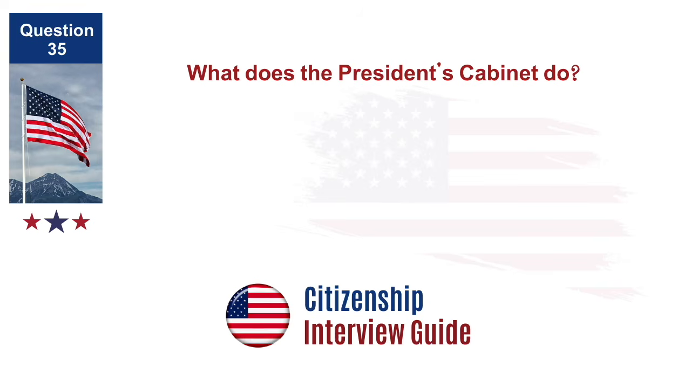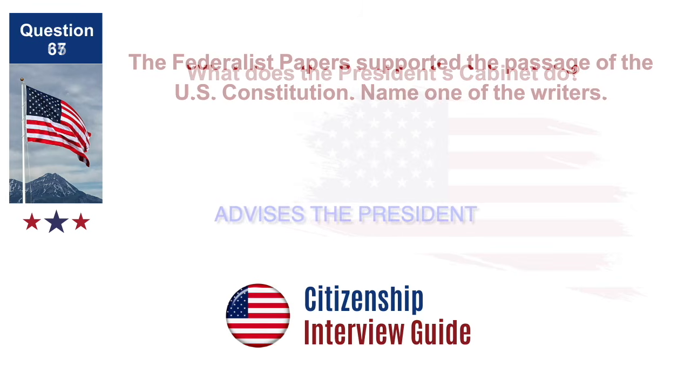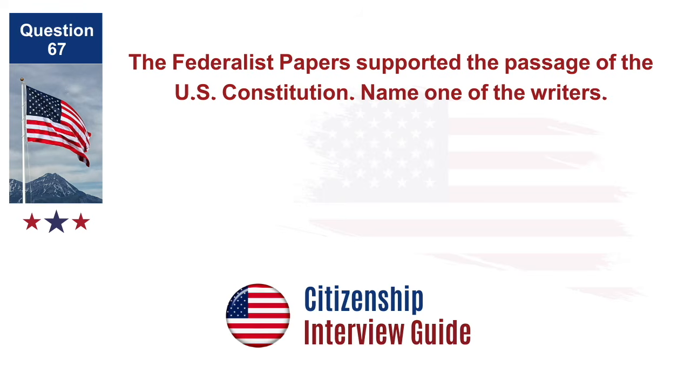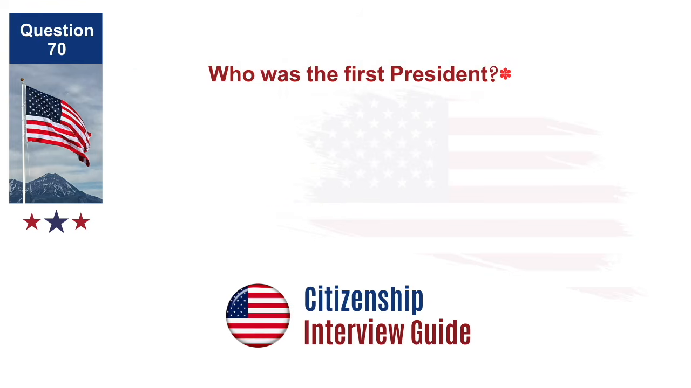What does the president's cabinet do? Advises the president. The Federalist Papers supported the passage of the U.S. Constitution. Name one of the writers. James Madison. Who was the first president? George Washington.